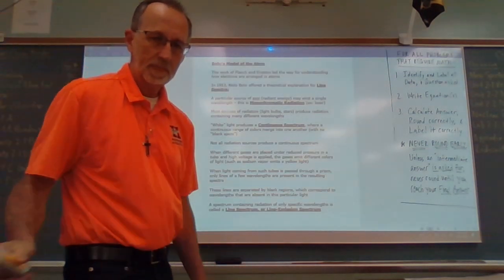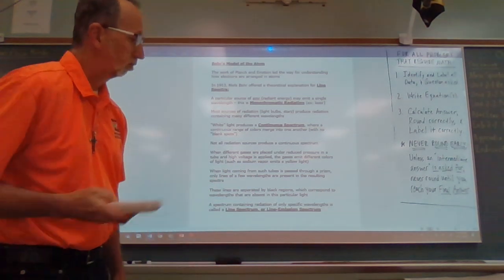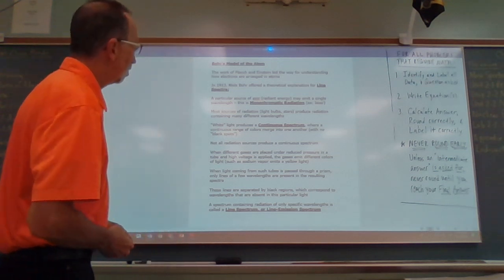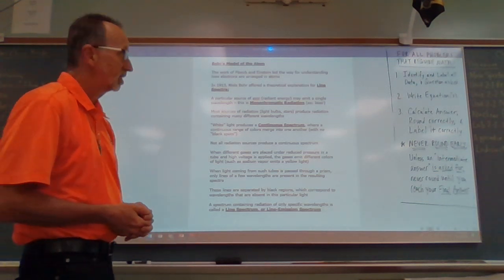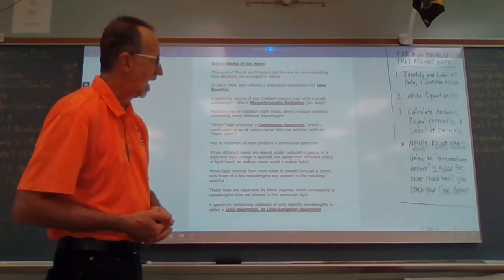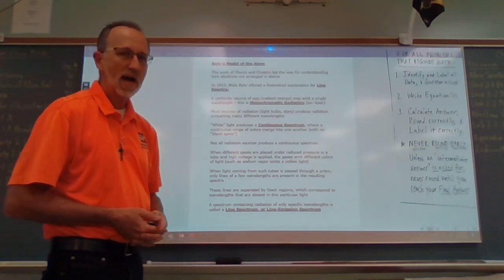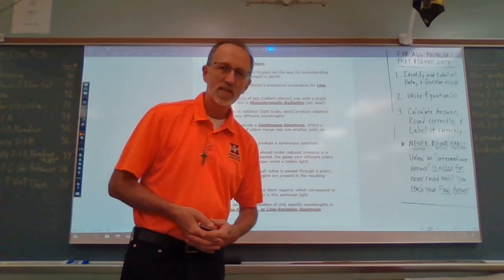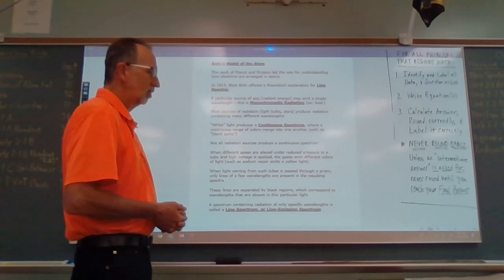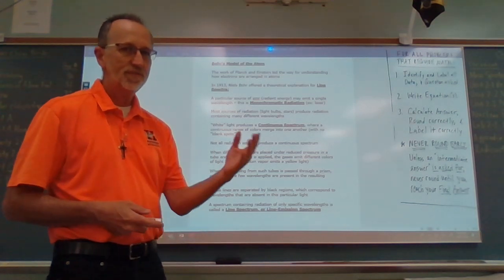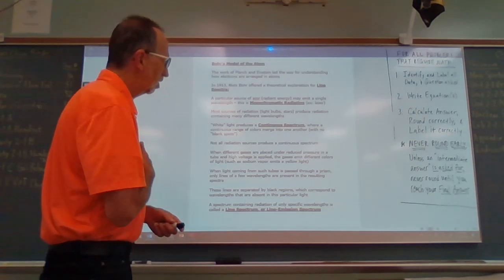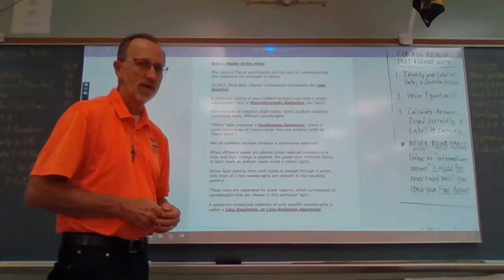So, having said that, let's pull up today's notes. And there we go. So, the Bohr model of the atom. The work of Planck and Einstein led the way for understanding how electrons are arranged in atoms. All right. So, now we're going to link electrons with light and EMR. In 1913, Niels Bohr, just a few years after the work of Planck and Einstein, offered a theoretical explanation for line spectra.